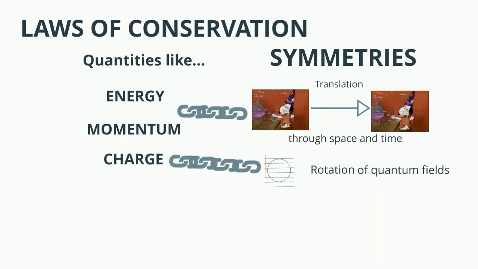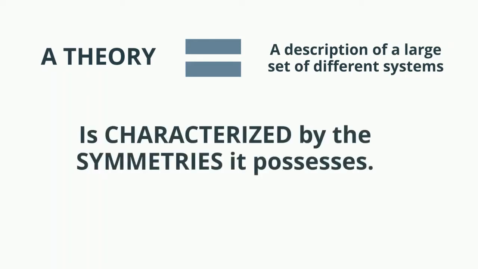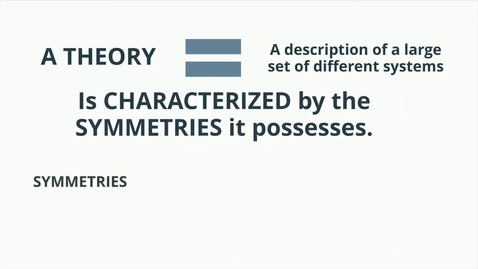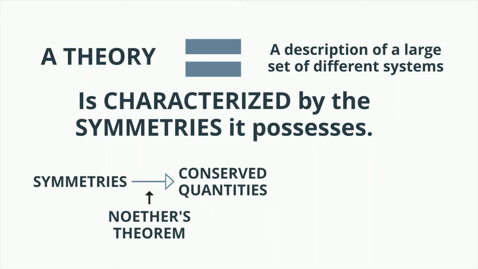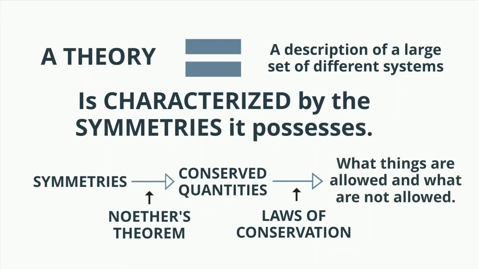This is a truly powerful idea. In physics, a theory, meaning a description of a large set of different systems in nature, is characterized by the symmetries it possesses. As we've observed, the symmetries of the theory allow us to define the conserved quantities of the system it describes. These conserved quantities, in turn, determine the possible states the system can realize. If we know the symmetries of a theory, we therefore know quite a lot about the possible things the theory can describe.